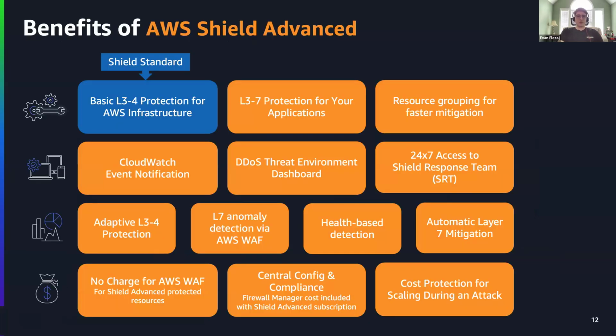And as for the overall benefits, you can see in that blue square in the top left, Shield Standard, you only get level 3 to level 4 protection of the network stack for your AWS infrastructure. But as part of your Shield Advanced package, you get access to all of the boxes here. So the ones I want to highlight is on top of L3 to L4, you get all the way from L3 to level 7 protection for applications.